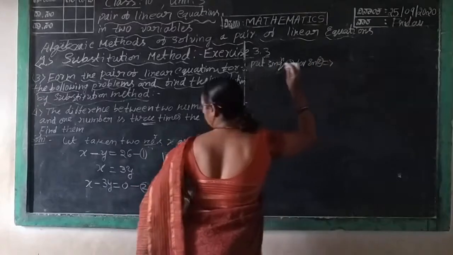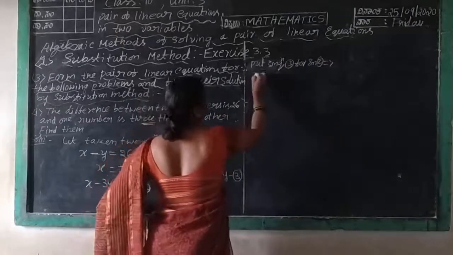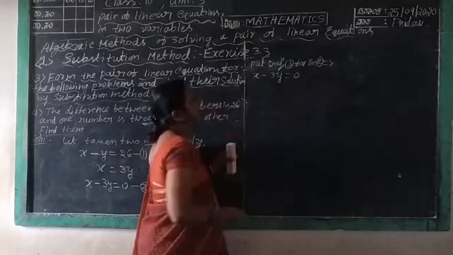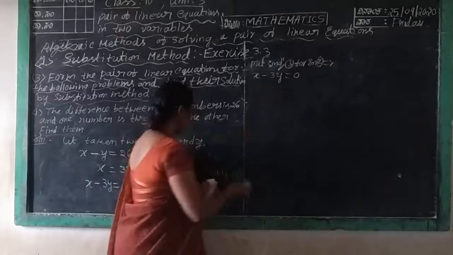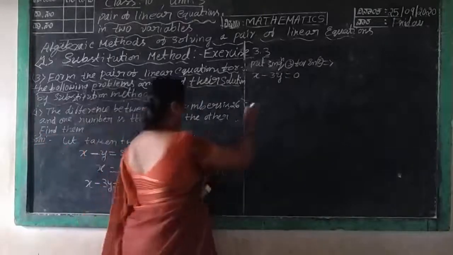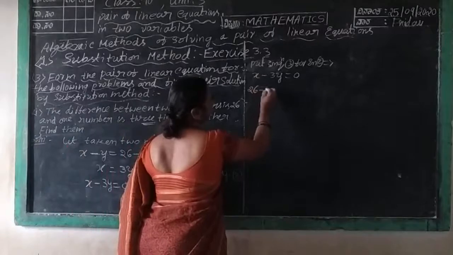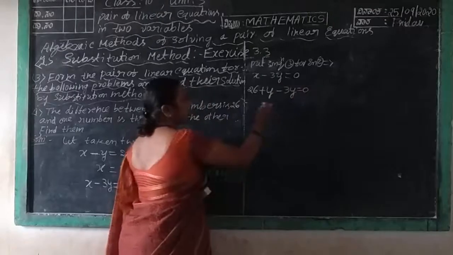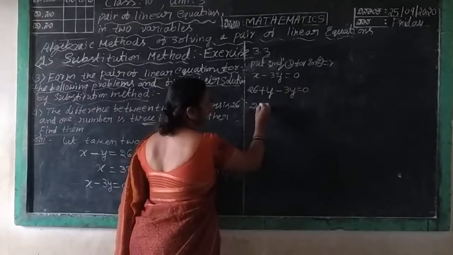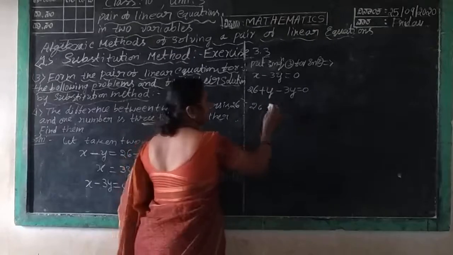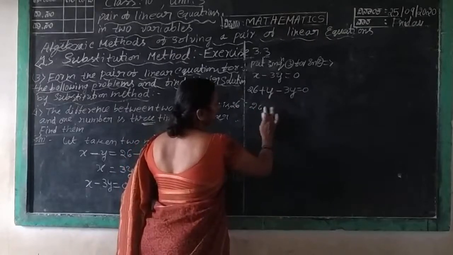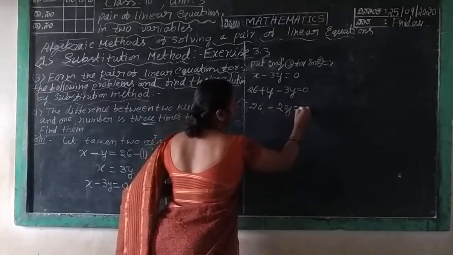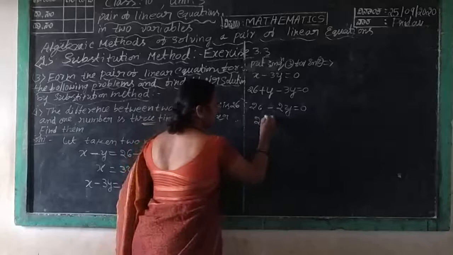That becomes, first we write equation 2: x minus 3y is equal to 0. Then for x we substitute 26 plus y, so 26 plus y minus 3y is equal to 0. Then 26 is still there. Plus y and minus 3y, we will get minus 2y. That is equal to 0. Then 26 is still here.